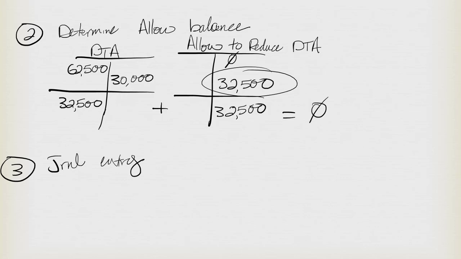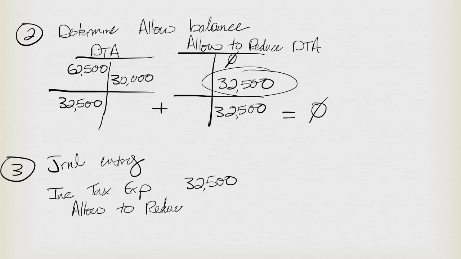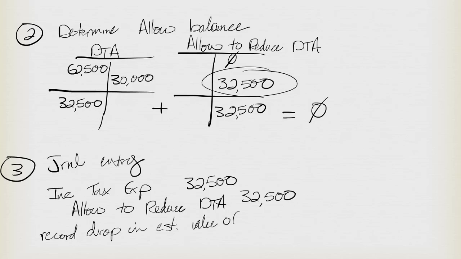So I'm going to debit income tax expense. We don't record a loss. We put it right to this year's income tax expense. I'm going to credit my allowance to reduce deferred tax assets. This is to record the drop in estimated value of NOL from year 4.